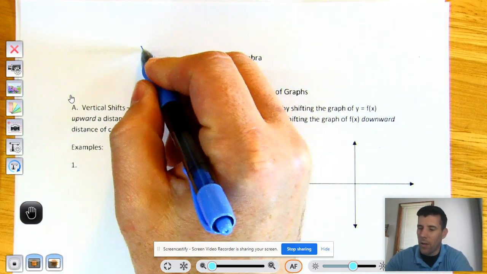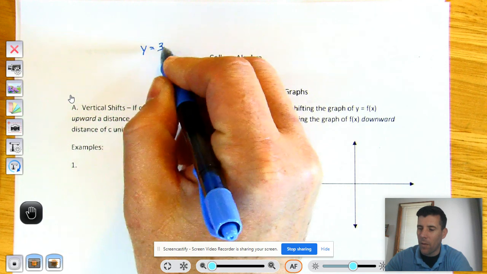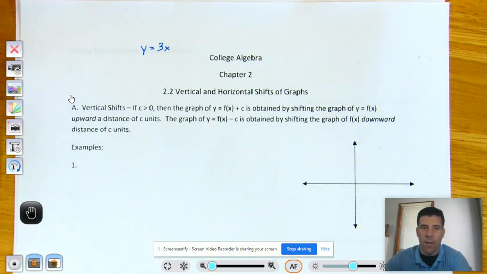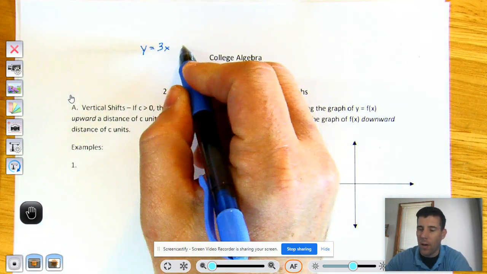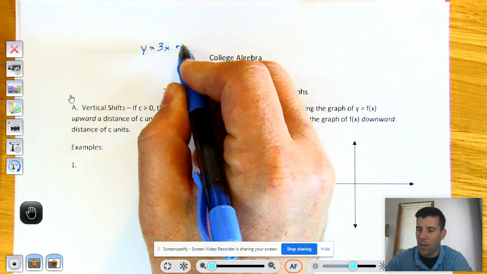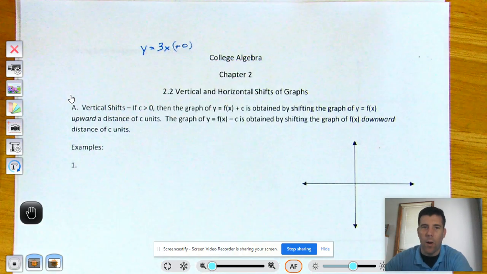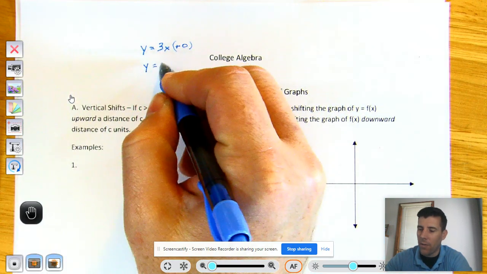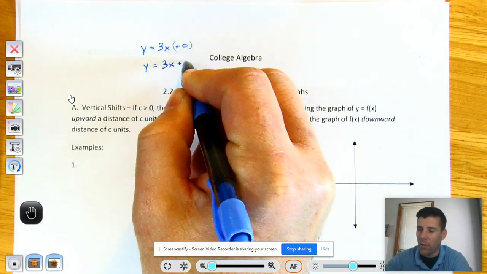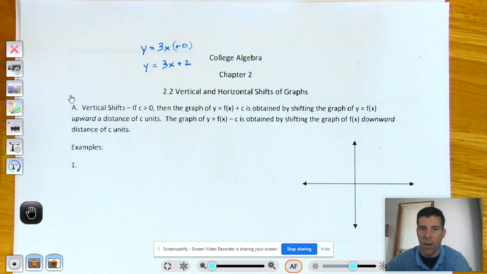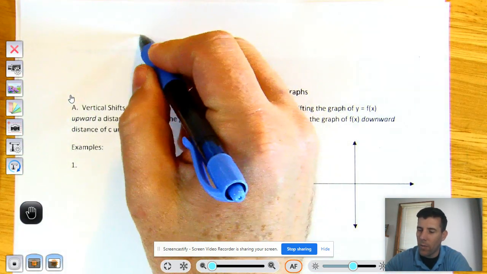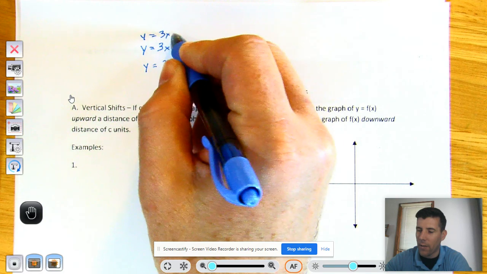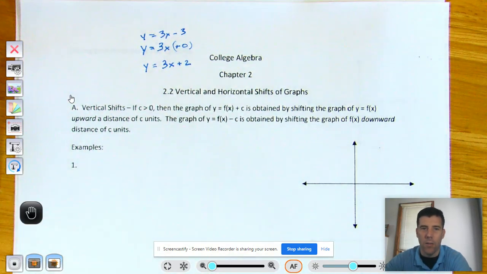back when you did slope-intercept form, this is a graph with a slope of 3. And there's no number added or subtracted. So that meant its y-intercept was 0, it went through the axis at 0. And you know that if you were to add 2 to that, it shifts the graph up 2. Or if you were to subtract 3 from that, it shifts the graph down 3. So that's true of all functions.